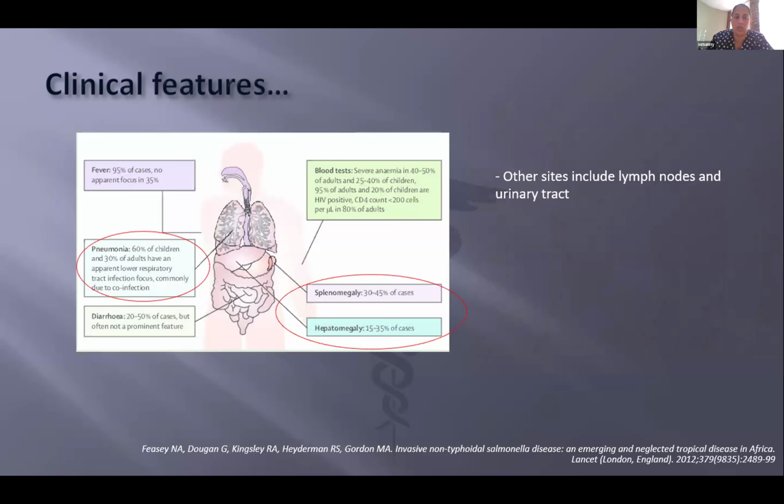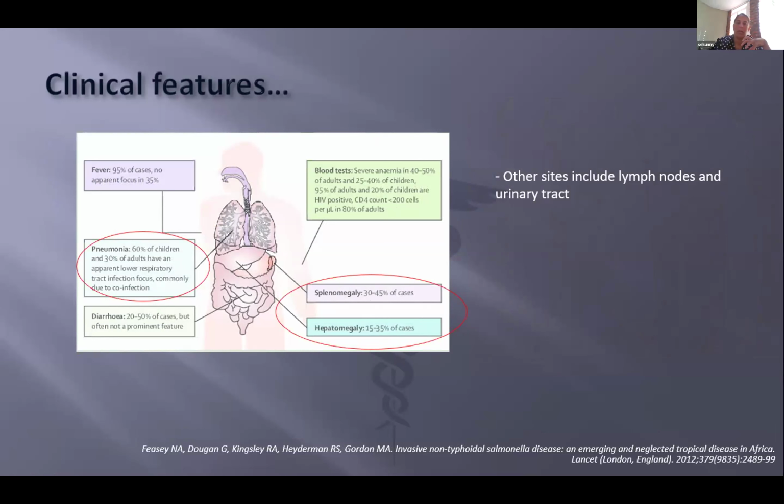Other clinical features just to be aware of. You can get pneumonia, more so in children than adults, but you can have lower respiratory tract symptoms. You can have splenomegaly, and in a fair proportion of patients hepatomegaly, and you can get a severe anemia. Other sites are lymph nodes and urinary tract.